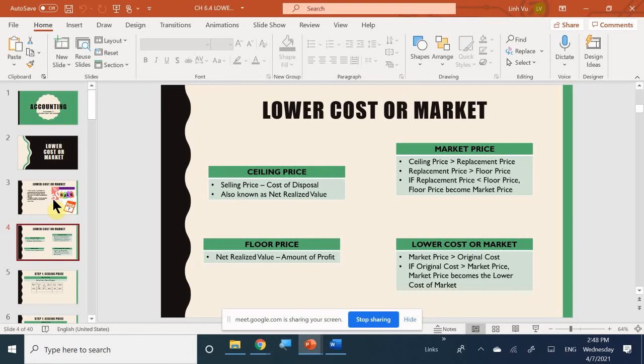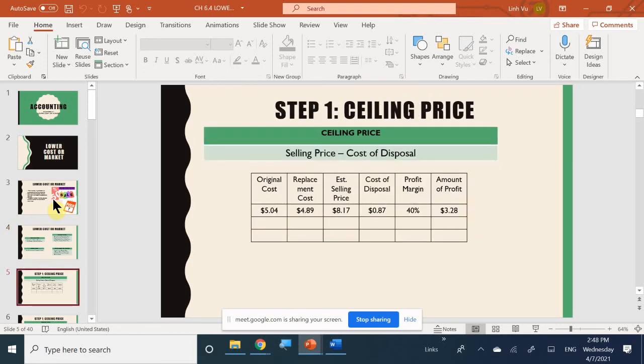Okay? So once again, first things first, you should be given this information, and I will give you all of it. You're not subject to purchasing something and then fast forwarding later. The only columns that I need you to calculate are the ceiling, floor, market, and lower of cost or market. All of the rest are going to be given.